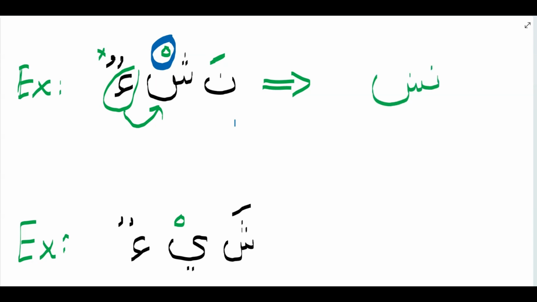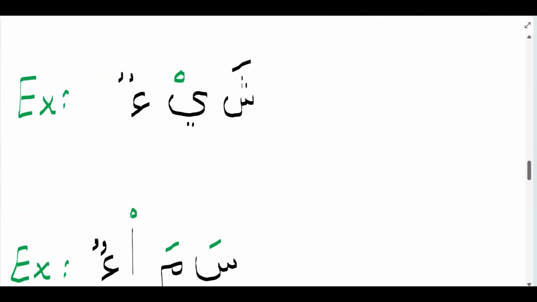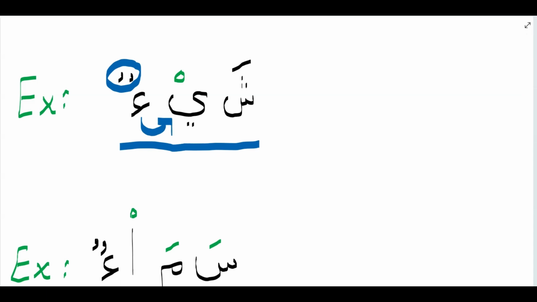So it remains on the line, and let's put the letters together. Nash on. Nash on. Okay. And another word, shay on. We do not care about this. We only look at the letter before it. It has a sukoon right here. So as you guessed, it's on the line.